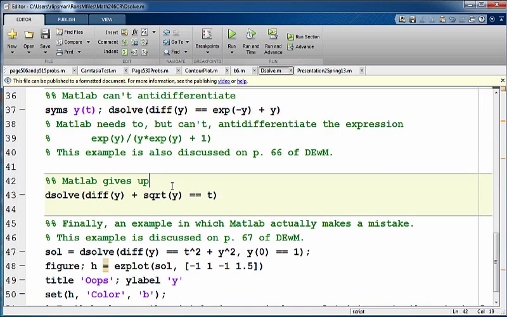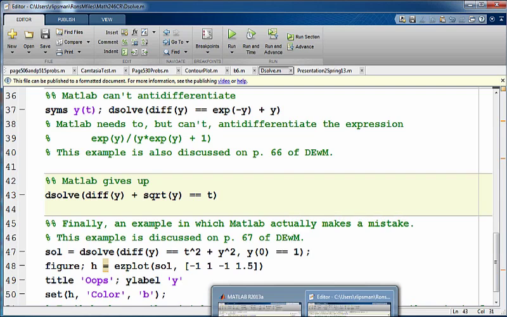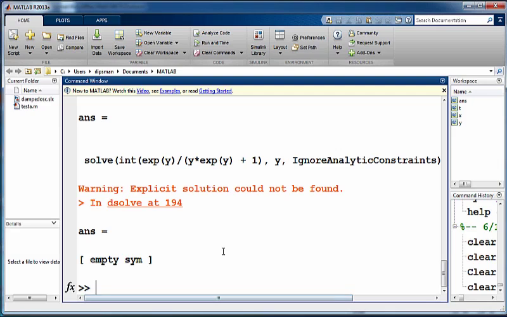Here's an example where MATLAB gives up. So I'm solving y prime plus the square root of y equals t. Let's run that. And MATLAB grinds again a little longer, and this time it tells you that an explicit solution could not be found, and its answer is, I can't give you anything useful. So this one stumps MATLAB completely, and MATLAB knows it's stumped. Can't solve that differential equation.